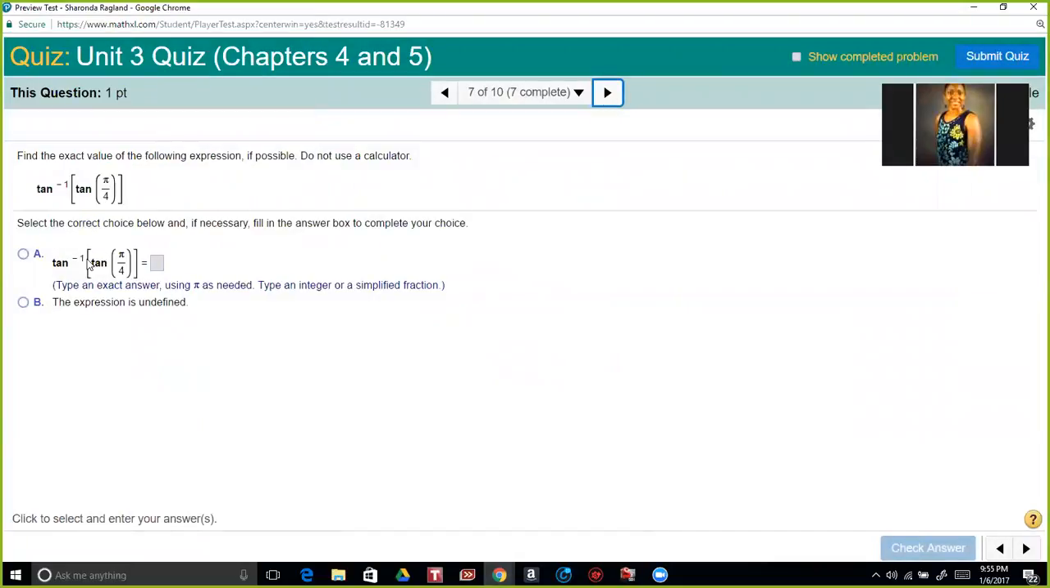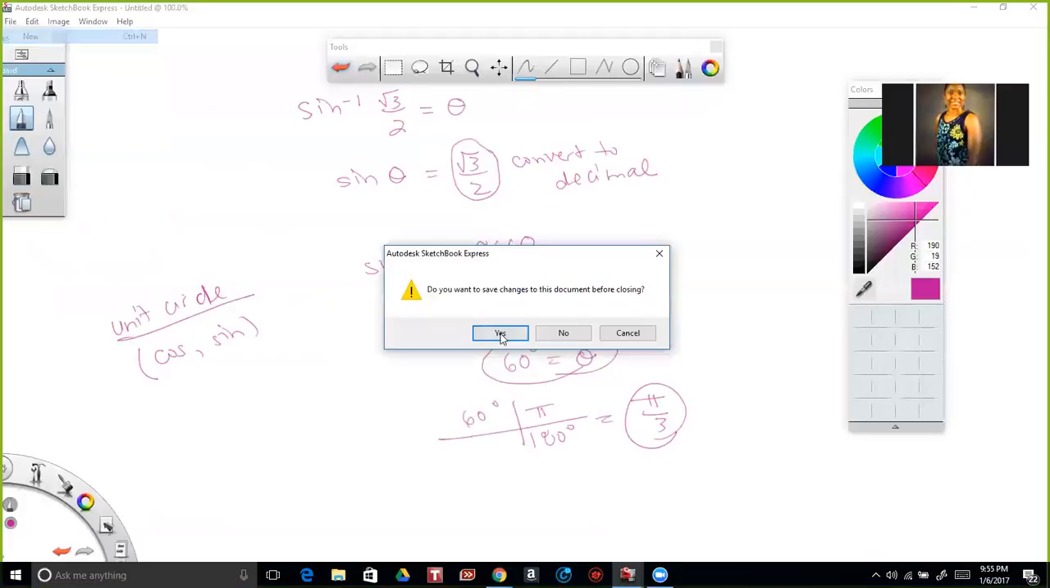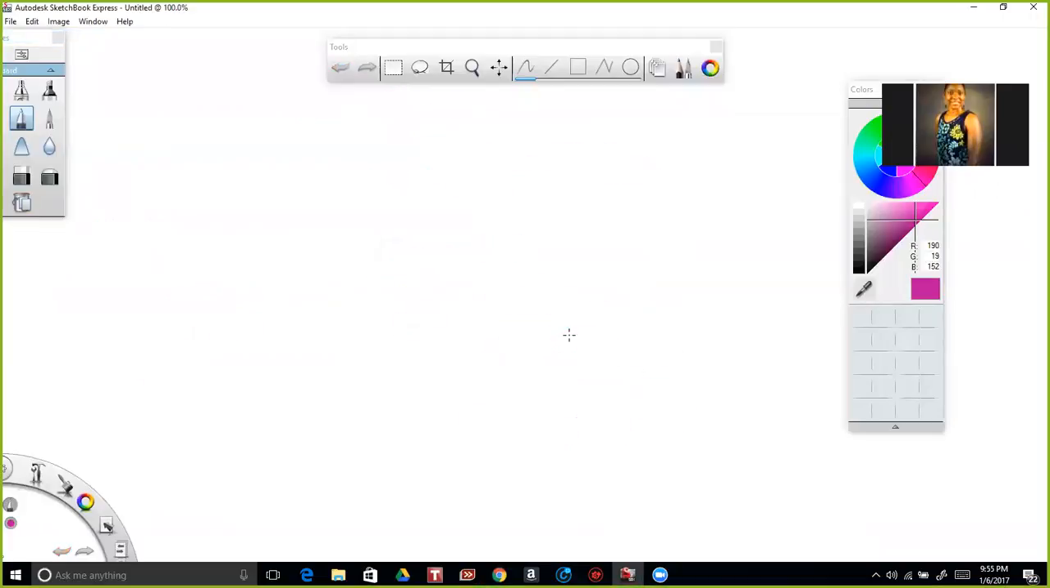All right, here, I want you to look at this carefully, okay? And let's look at it. We have the inverse of tangent of tangent of pi over 4. Basically, what I looked at this as, okay, like tangent of, and this is equal to theta, right?